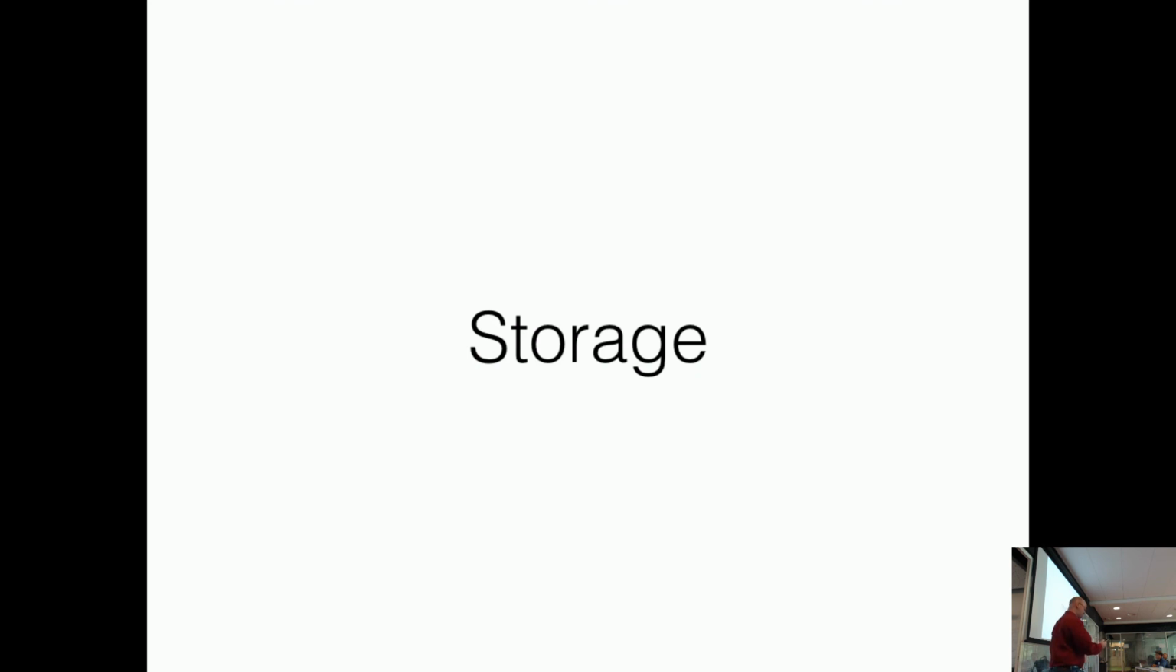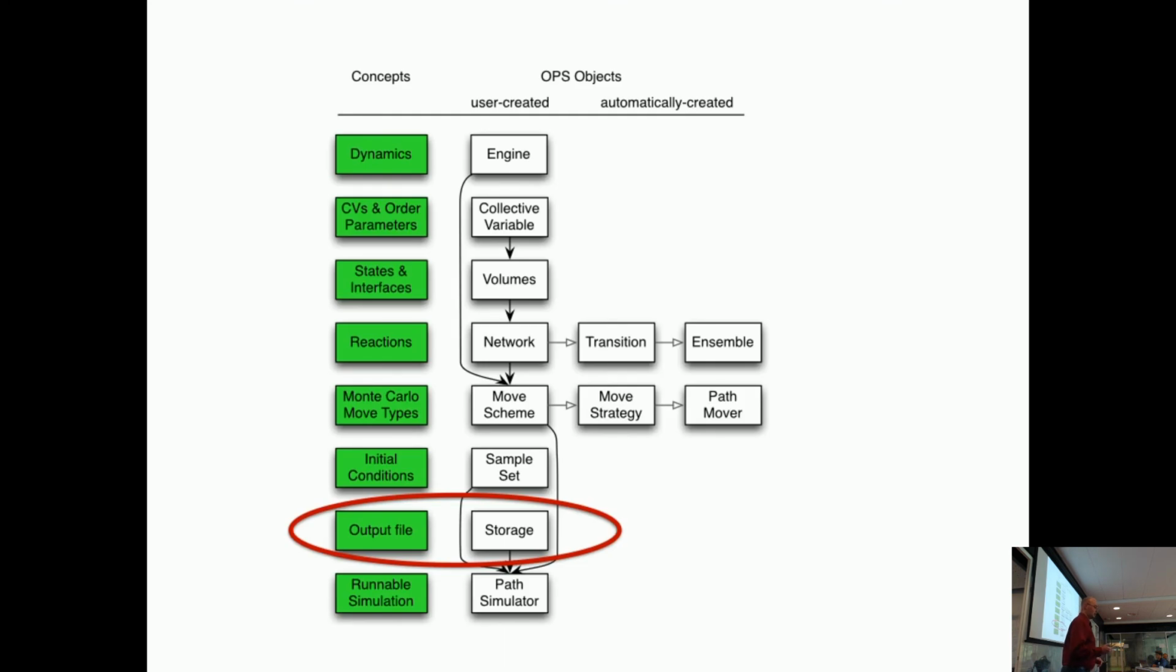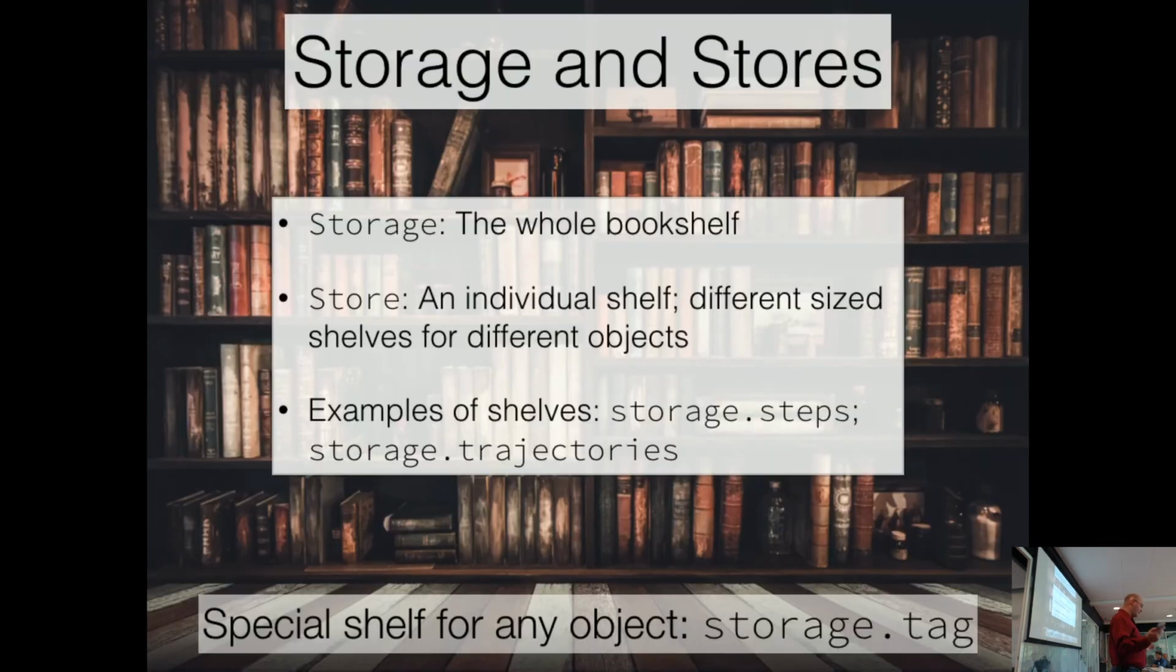So storage is almost the last thing. We skipped over the initial conditions again because a sample set we already talked about yesterday. I like to say that the thing about storage is we have a couple of terms here. We're going to talk about storage and stores. And I like to think about storage as the whole bookshelf. It's everything that's in there. It is your file. A store is an individual shelf, and you'll have different sized shelves that will hold different objects.